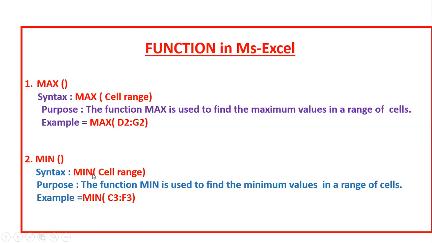Okay. Now you have the last function, that is min. The syntax is min, then again you have to give the cell range. The function of min is to find the minimum values. The example is equal to min C3 colon F3. From C3 to F3 you have to find the minimum values in a cell range. So the syntax is min cell range. The purpose is to find the minimum values, and the example is equal to min and the cell range.